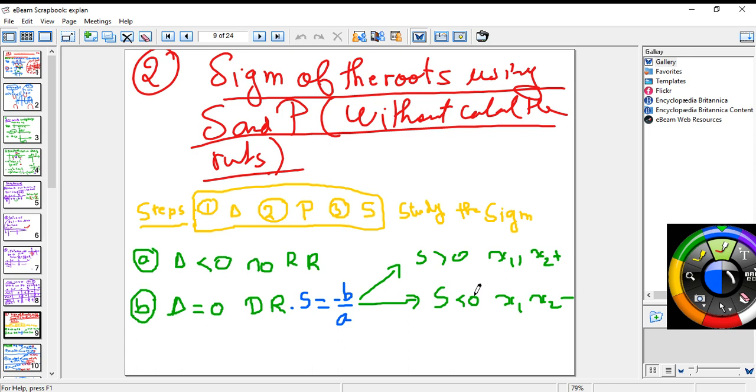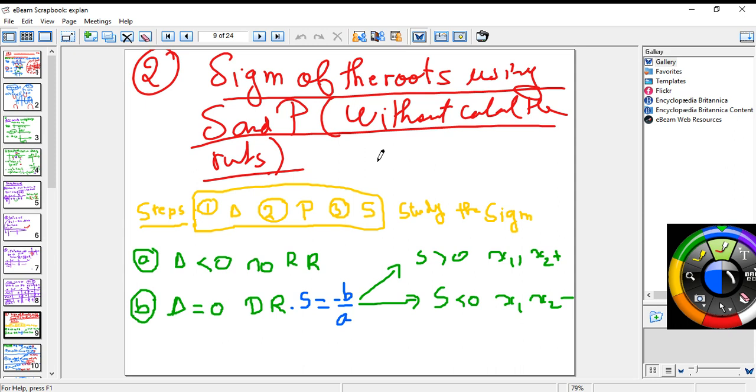Here in this chapter, sign of the roots using S and P. And I wrote here without calculating the roots. I will give you an equation and tell you, study the sign of the roots. If the two roots are positive, if the two roots are negative, if one is negative and one is positive, and when one is negative and one is positive, which one is bigger, comparing the absolute value. So you are not allowed to calculate the roots.